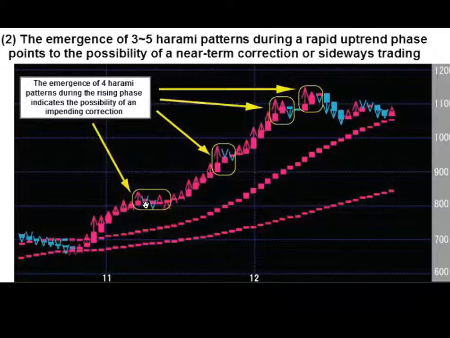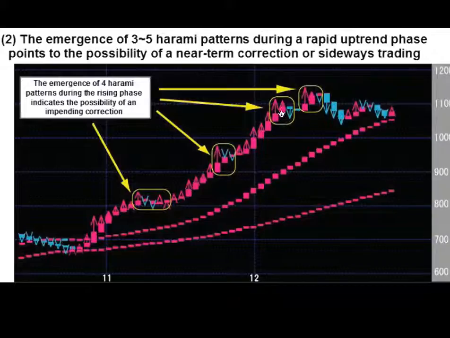You can see it's not just the one, but there seem to be a couple following here. This is indicative of a harami following a pink real body. Now this one's a bit easier to see, isn't it? You've got a longer real body and shadow combination followed by a pink real body but a blue shadow, because the closing price on this particular day was below the Masuda Ashi price for the day. Again, same story for this one. So they're both within this harami pattern.